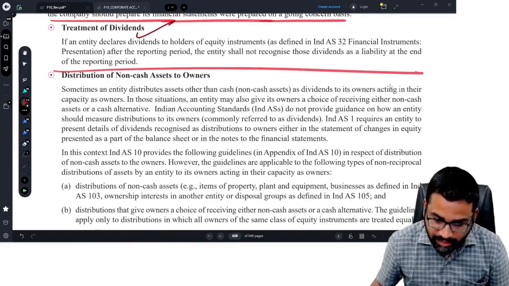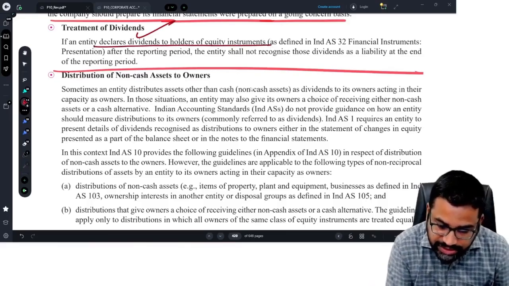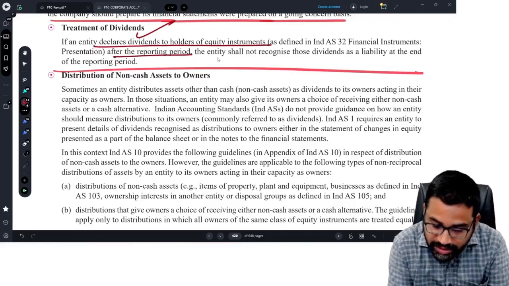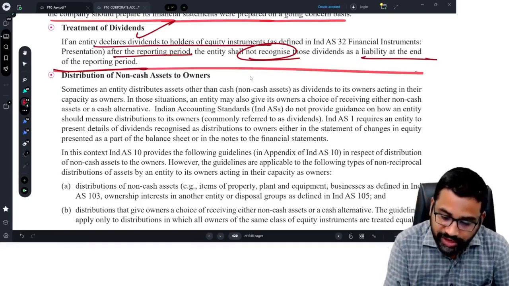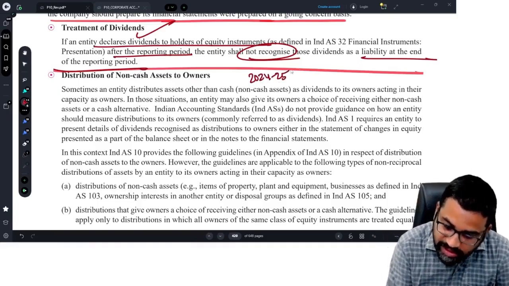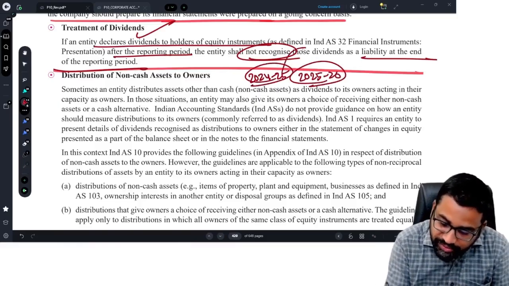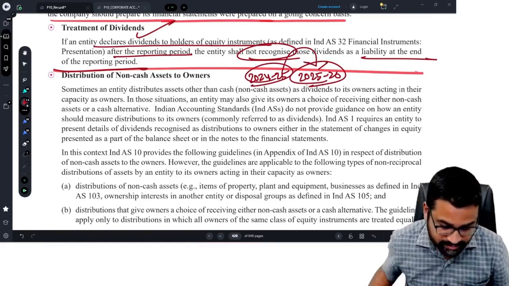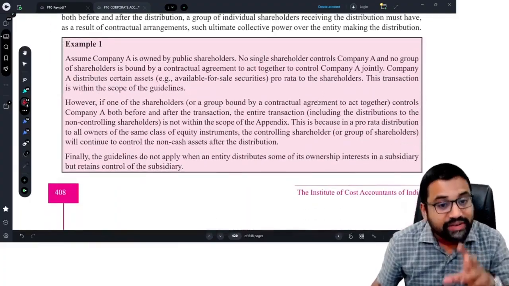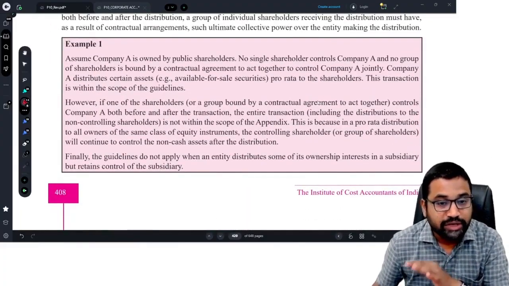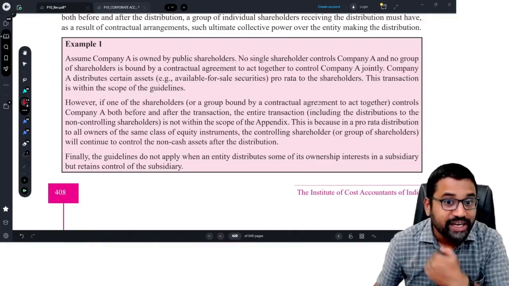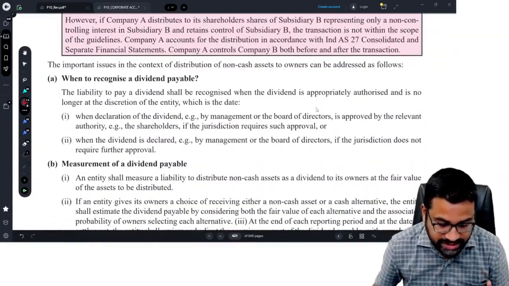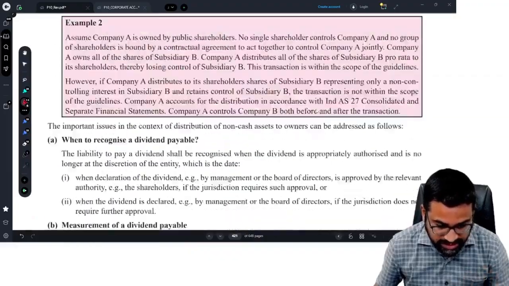So see here, if an entity declares a dividend to its equity shareholders after the reporting period, the entity shall not recognize those dividends as a liability. Sir, suppose financial year 24-25. For this financial year, we declared dividend in the year 25-26. This year's dividend you declared in the current year. Ignore it. Don't consider it. Even though the dividend relates to the particular year, we should not consider it, because there is a specific provision in the Companies Act, as per Schedule 3, that any dividend declared after 31st March is not considered as the current year's.